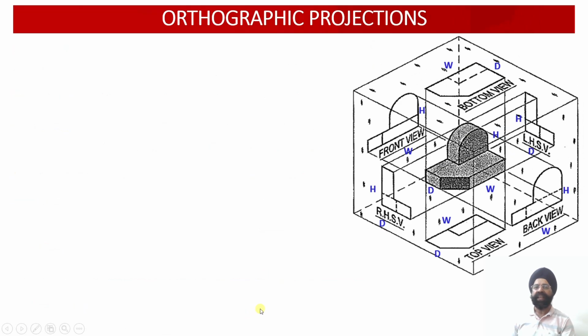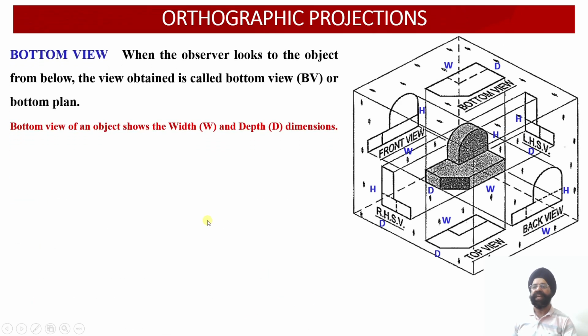Then the next thing is orthographic projections. Other than these three projections, there are two more projections which can be drawn. One is the bottom view and another one is the back view. Whenever you are looking from the bottom, because the cube has six faces, we can get six views. One view we have discussed is the front view, another is the top view. Regarding the side, we had two side views, so we are left with two faces of the cube.